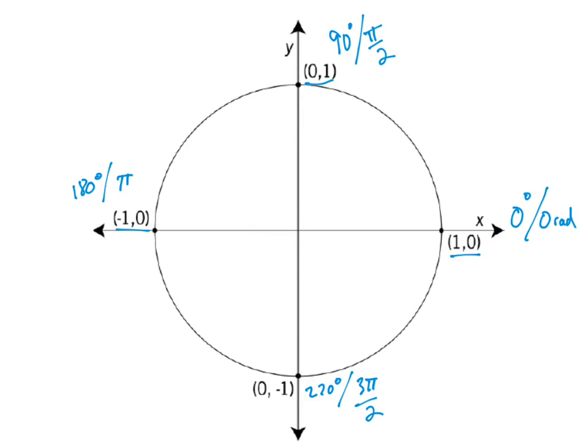And we already have the coordinates given for us. So at 0 degrees, the coordinates are (1, 0), right here. At 90 degrees, (0, 1), and so on. So we are already given the coordinates on this particular graphic.